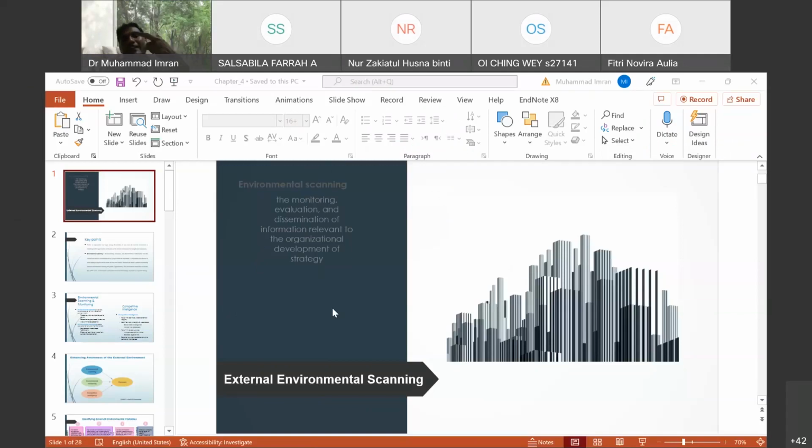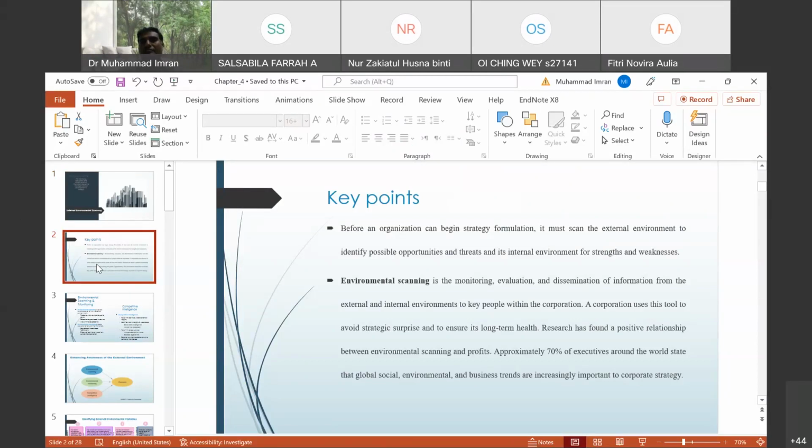The environment is divided into two major types, the external environment and the internal environment. Let's discuss the key points related to environments. The main point in strategic management is why we need to investigate the environment. For the formulation of strategy, it's a must to scan the external as well as the internal environment.